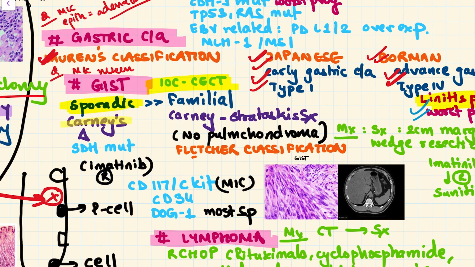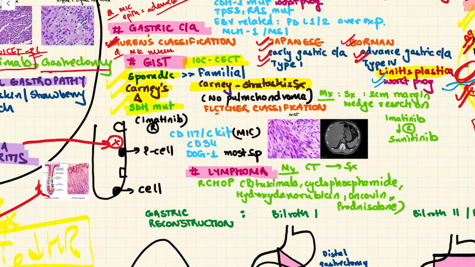Then there is Carney's triad. Remember, it is associated with SDH mutation, right? In familial cases, there will be Carney-Stratakis syndrome. What is the difference? In Carney's triad, there would be GIST, pulmonary hamartoma or chondroma, pulmonary chondroma basically, and the third would be a paraganglioma. While in Carney-Stratakis syndrome, there would be only a GIST along with a paraganglioma, right?